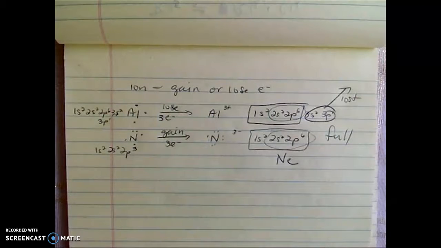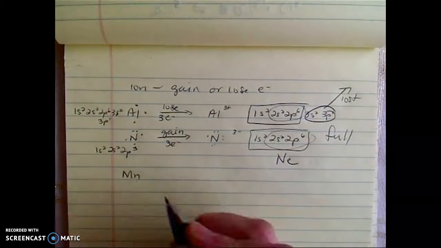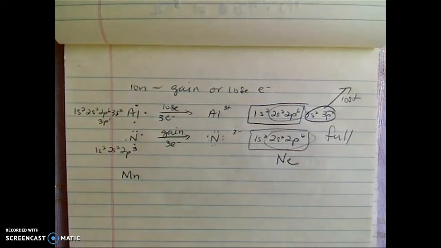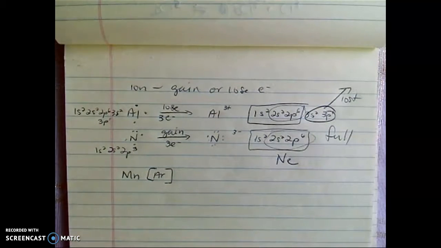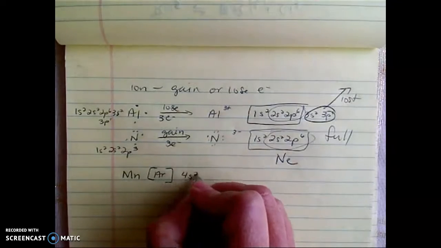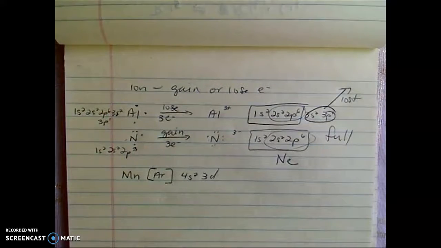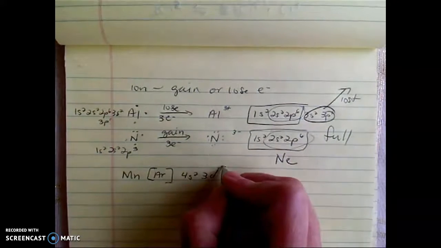Now the only tricky ones are the ones in the transition section where their charges can vary. Now we did a lab with that before we left. I know it was a while ago, but we did look at that. For instance, if we took manganese, Mn. Now manganese is a little bit larger, so I'm going to do the shortcut. That would be Ar. And then manganese is in the 4th row. So it's going to go 4s2, 3d, let's see, 1, 2, 3, 4, 5, 5 over.